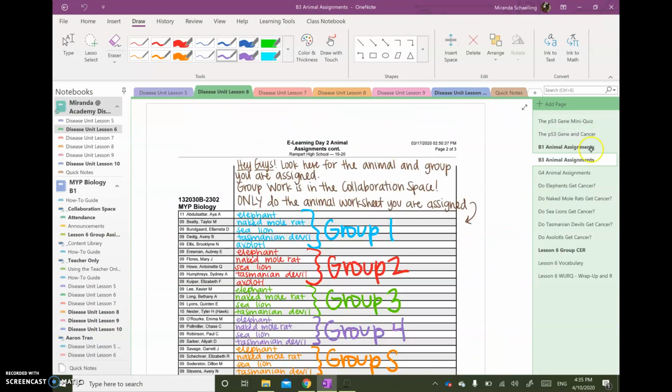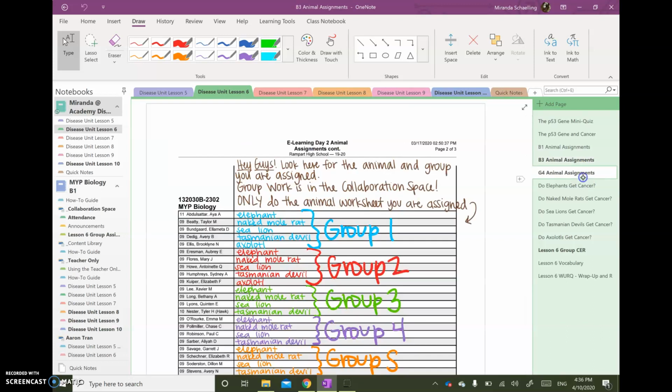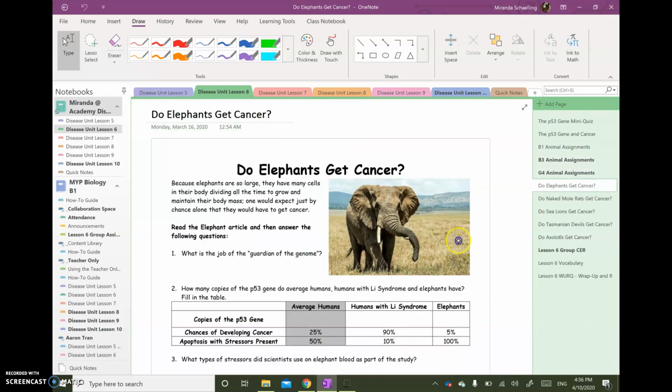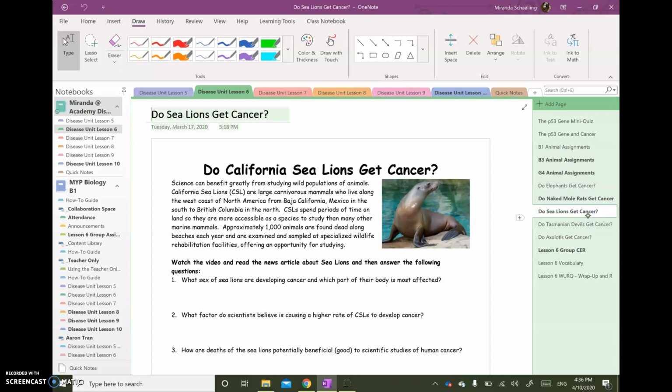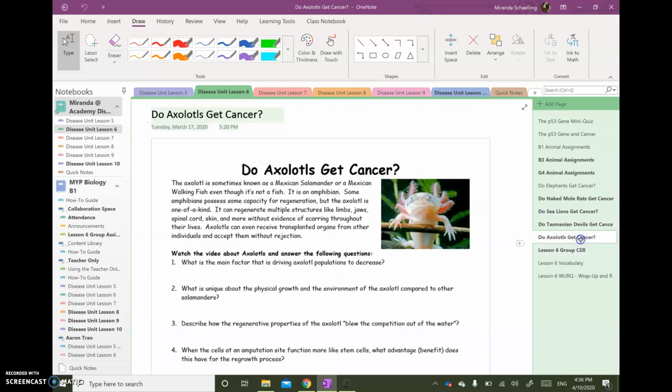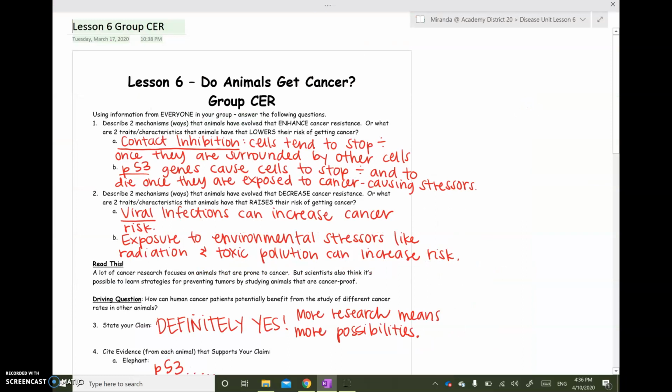All right, then you had your animal assignments. So you had to look for your name and see which animal you were going to do. And then you are going to want to do one of these worksheets. So you're either going to do the elephant sheet, the naked mole rat sheet, the sea lion sheet, Tasmanian devil sheet, or axolotl sheet. Okay, I'm not going to go over those because I think those are pretty self-explanatory. If you need some help, let me know. Then you were supposed to do your group CER. So once you were done, you were supposed to add some stuff to your group's CER. Okay, so let's go over that together real quick.